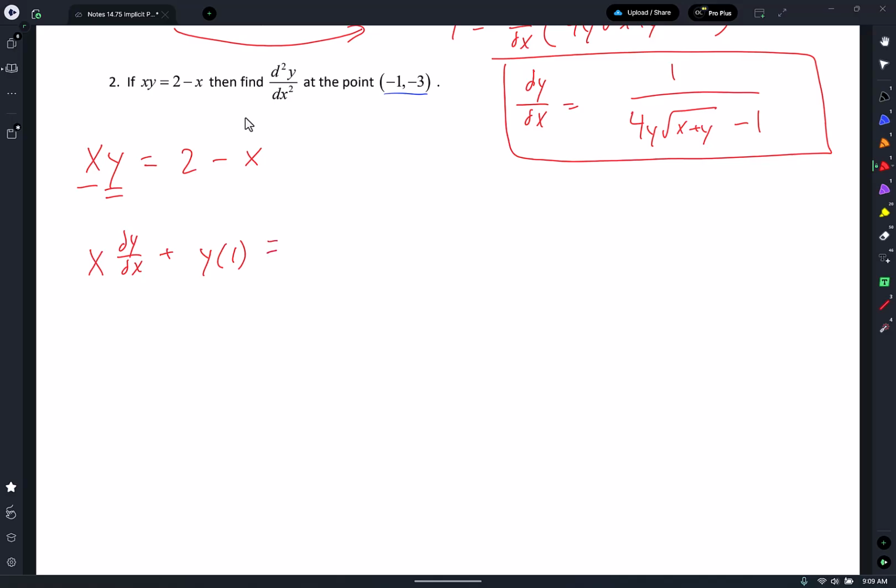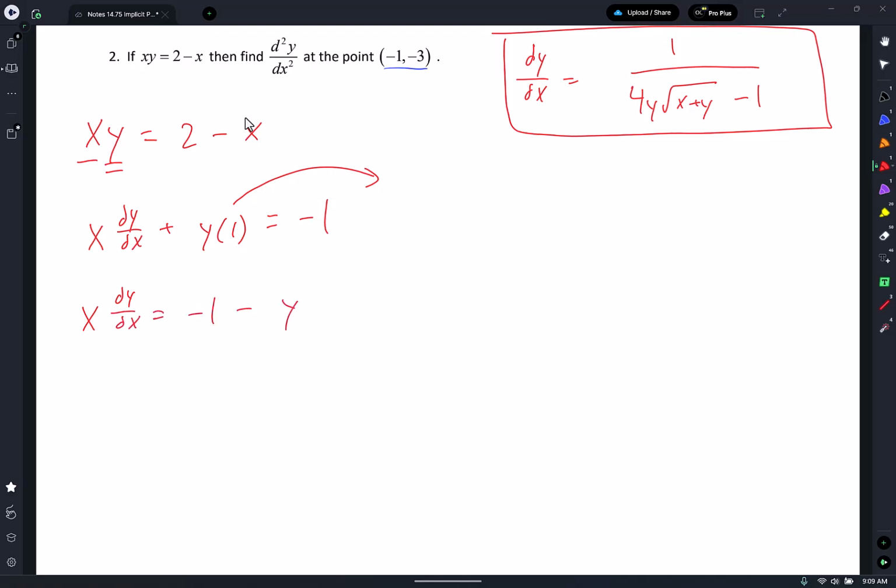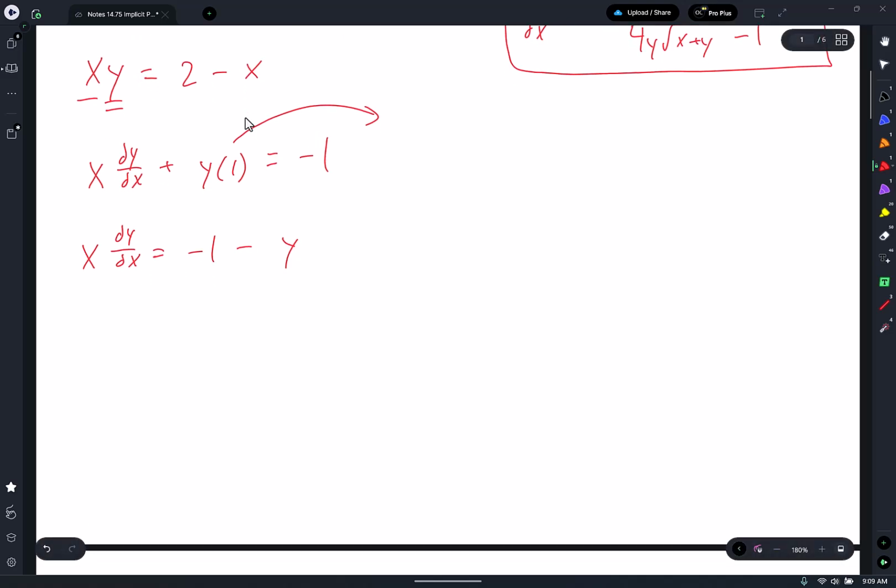Equals the derivative of the right-hand side. Negative 1. That's it. Make it into a dy dx. I know that's a second derivative, so move that to the right. So x dy dx equals negative 1 minus y. They're both negative, so minus will just... and now I'm going to divide by x, right? So dy dx equals negative 1 minus y over x. Are we still okay? Do you guys feel like factoring out a negative in the numerator, or you want to leave it like that? Doesn't matter to me. Leave it like that? Okay.